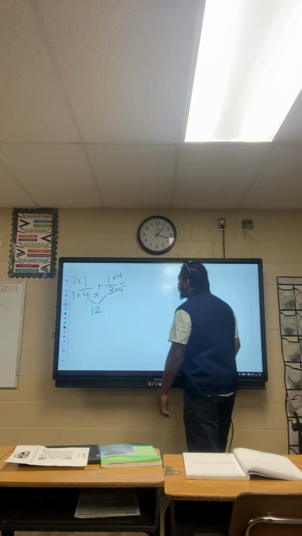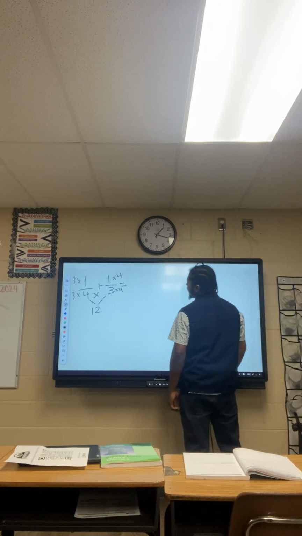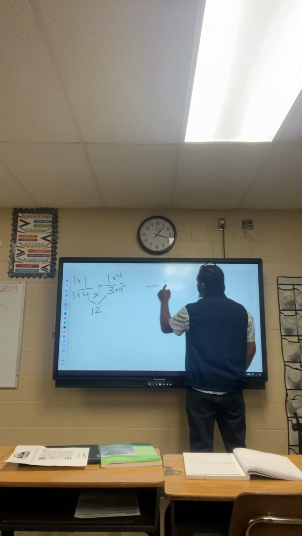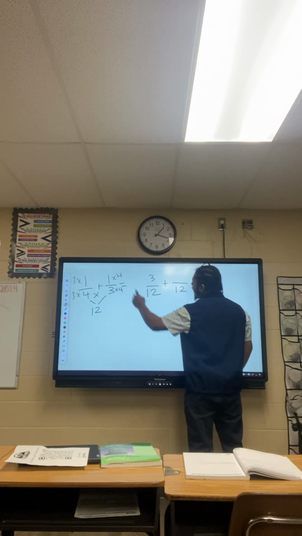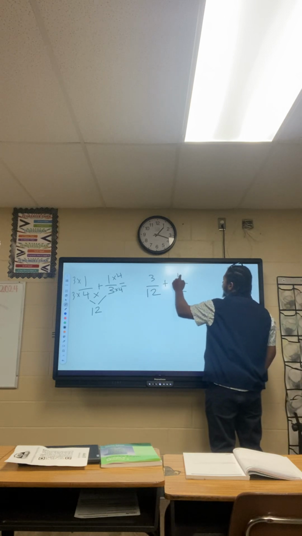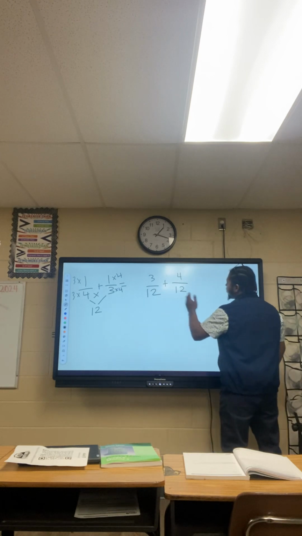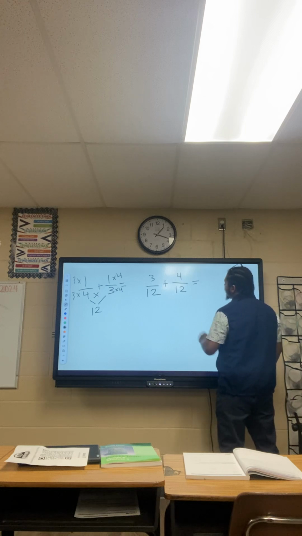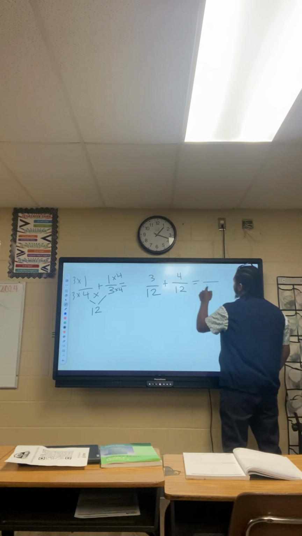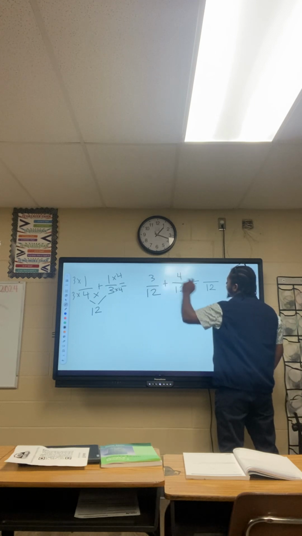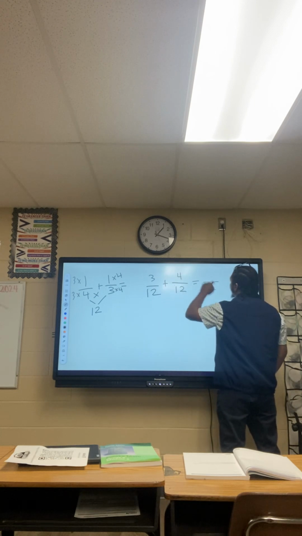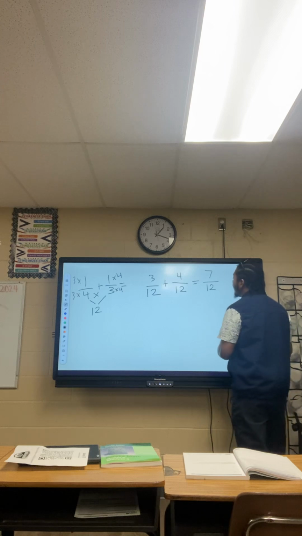So now we have a whole new addition problem with our fractions. So we have 12 at the bottom. We have 12 as our denominator for both of them. And then we have 3 times 1, so that's going to be 3, and 1 times 4, which is going to be 4. So we have 3 twelfths plus 4 twelfths. And our answer, we know our denominator stays the same. And we have to add our numerators. Our numerators are the two top numbers of our fractions. So we have 3 plus 4, which is 7. So we have 7 twelfths.